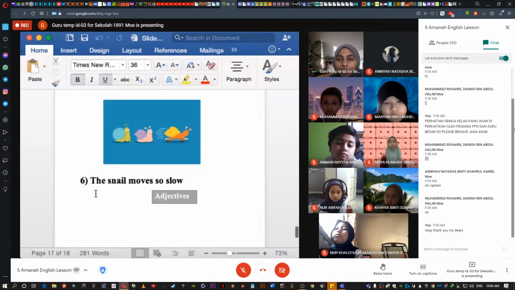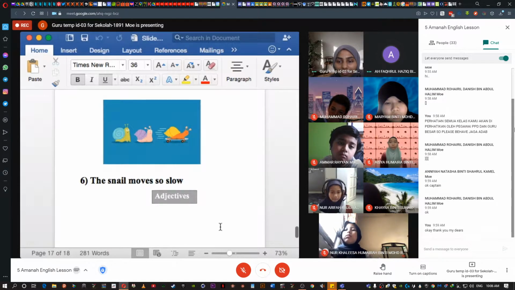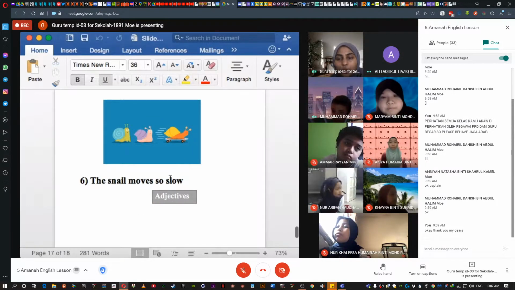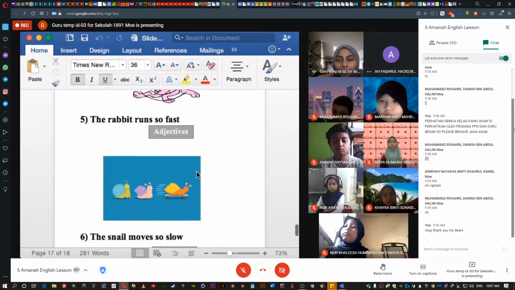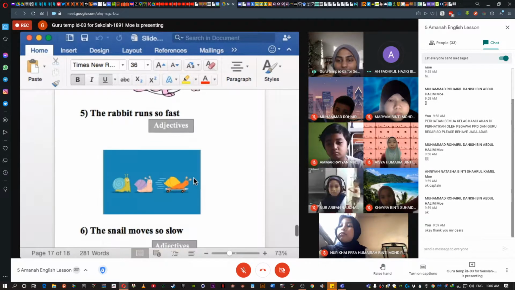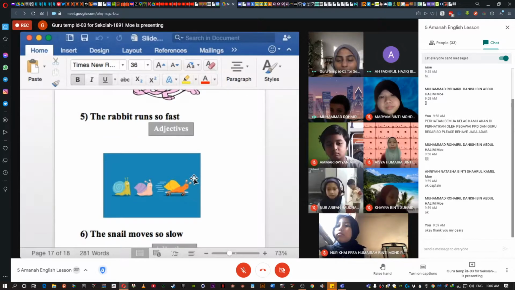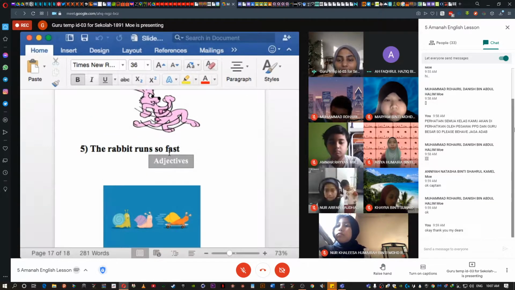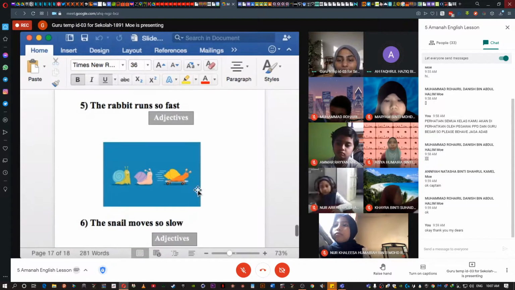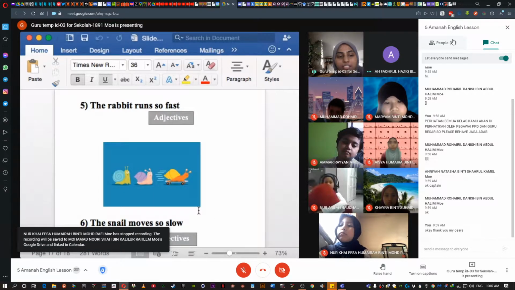Number 6. Example, the snails move so slow. As you can see, there are 2 snails at the back and 1 snail in front. So, the adjective word for this picture is slow. Slow, the adjective. As you can see, fast and slow are opposite words. The rabbit runs so fast and the snail moves so slow. Fast and slow are the adjectives.